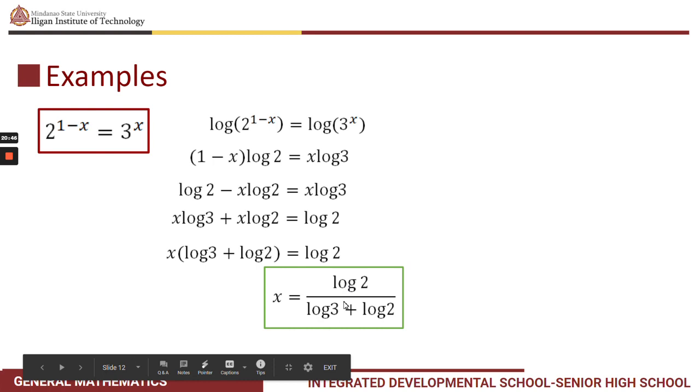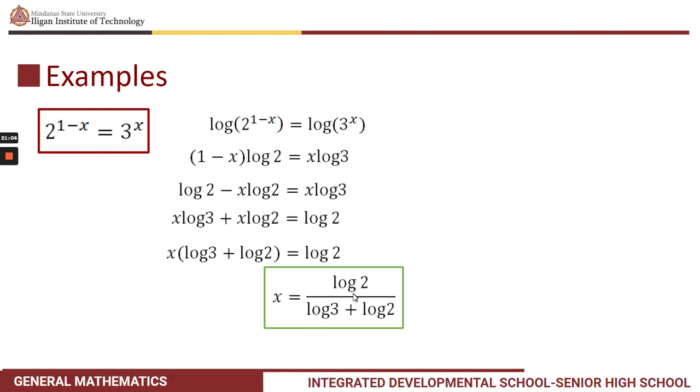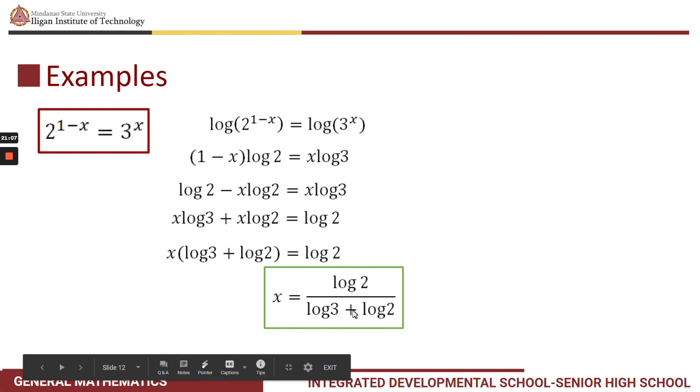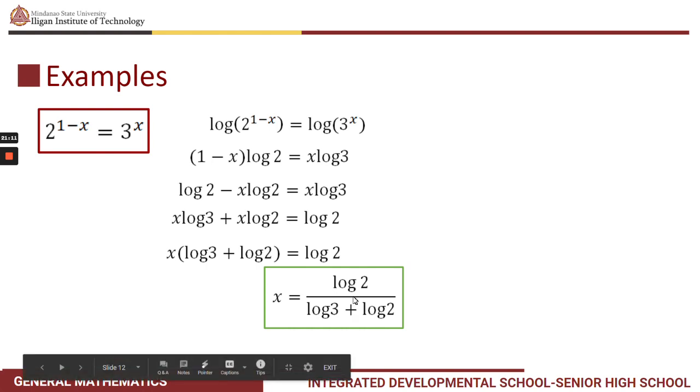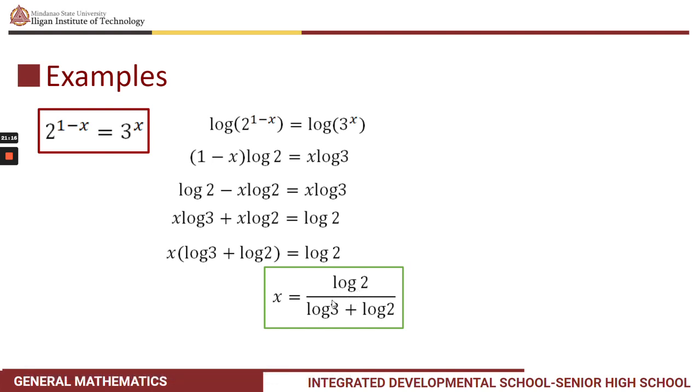So if we try to simplify this one, pwede naman to siyang i-simplify pa. Diba? Since log of 3 plus log of 2 is just equal to log of 6, no? Because they have the same base. So we have here log of 2 over log of 6. And since log of 2 and log of 6 have the same base 10, we can express it as log with base 6 of 2. So that is our final answer. Log with base 6 of 2. Okay?